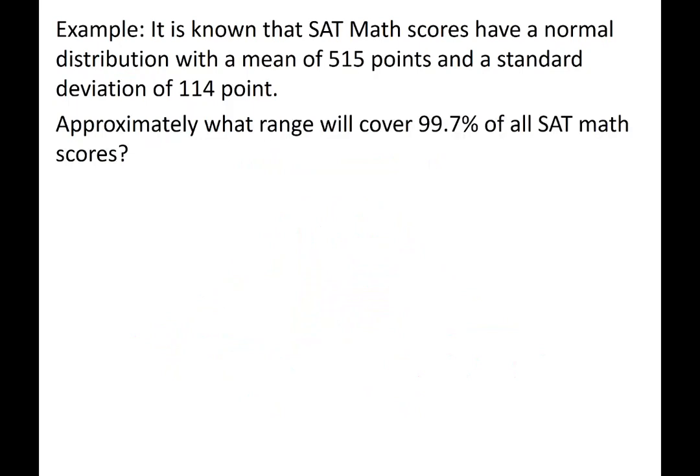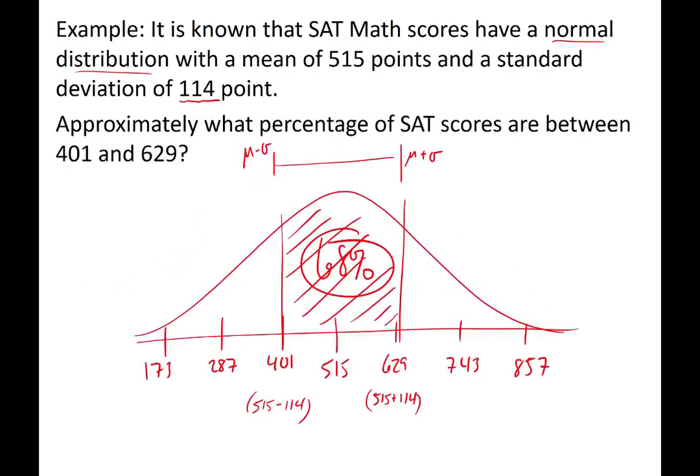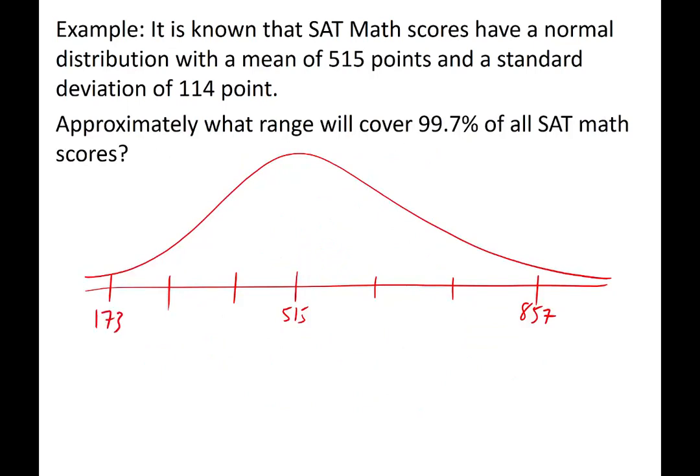So that one's not too bad because it happens to fall right on one of the rules. Then what range of scores would cover approximately 99.7%? That's also not too bad. If the middle was 515, to cover 99.7%, how far do you have to go out? You have to go out 3, right? All the way up to 3 standard deviations above and all the way down to 3 standard deviations below. So if you're trying to cover 99.7%, that would be scores from 173 up to 857.